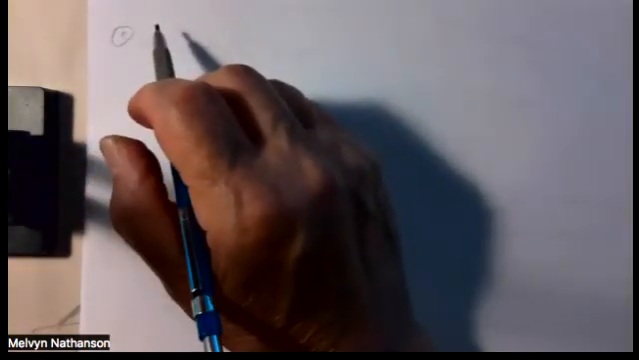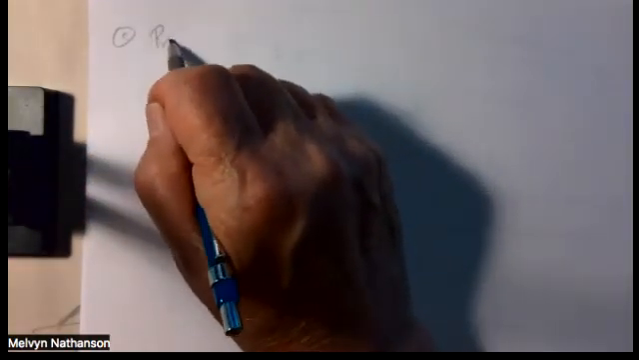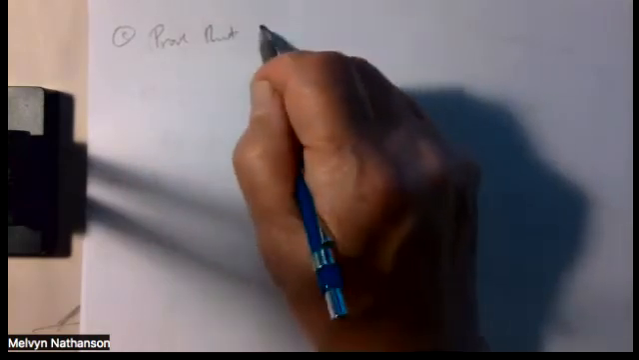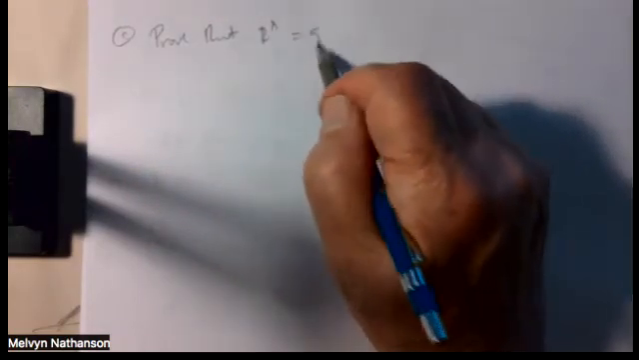Part C is to prove that R star, which is the group of units in R, is exactly the set of all powers of 5, 5 to the k, k in Z.